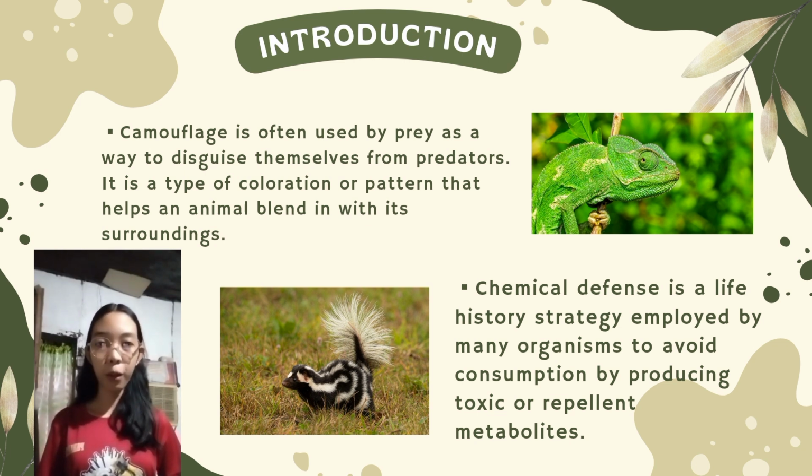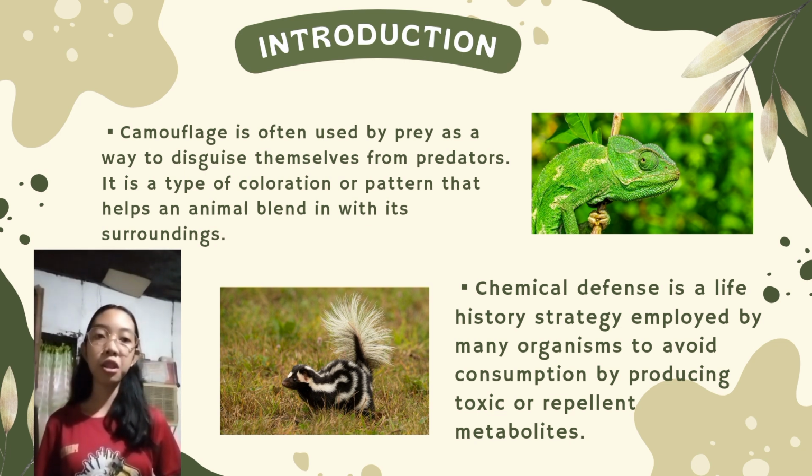For example, a chameleon can change its skin color to match leaves or branches, making it harder for predators to spot. Similarly, a tiger's striped fur helps it blend with tall grass, allowing it to sneak up on prey.